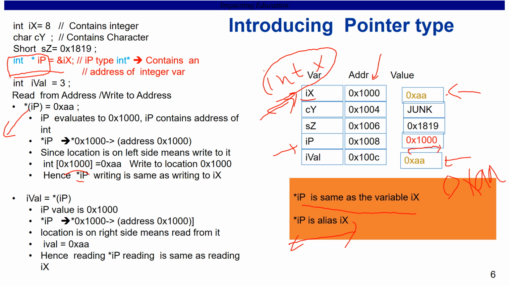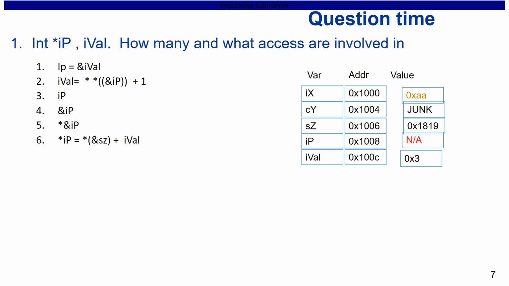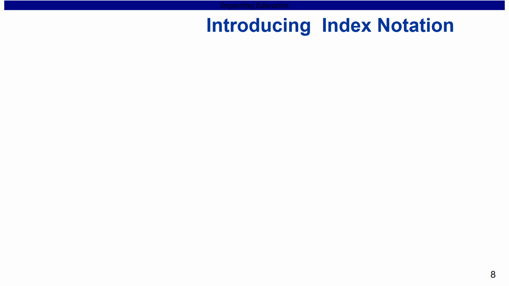So this is very important. Star of IP is the same as the variable IX. The star of IP is an alias for IX. So this is very, very important. Take this as an assignment. I will not get into this.